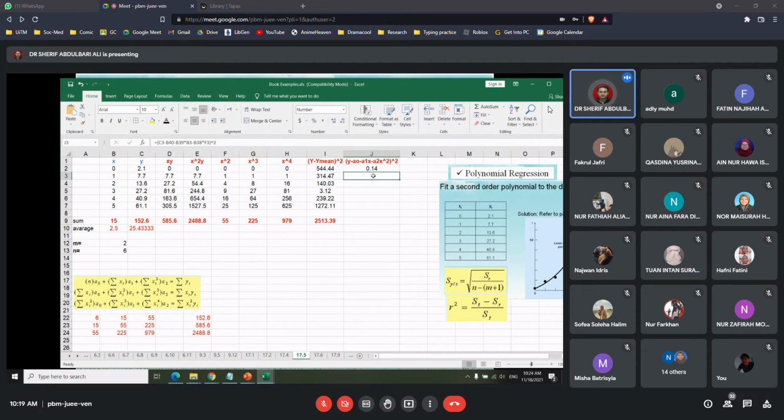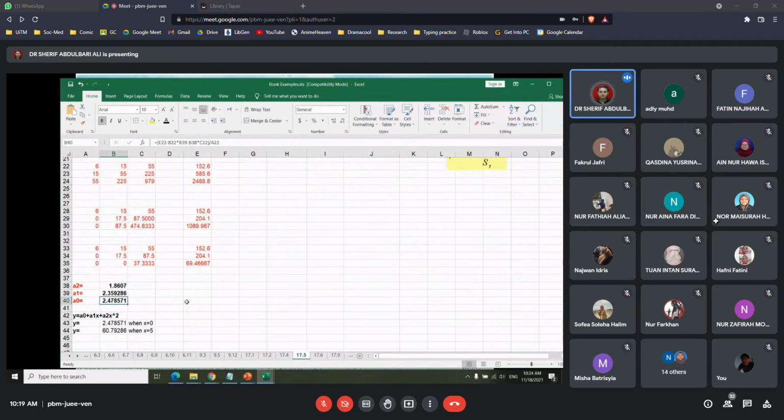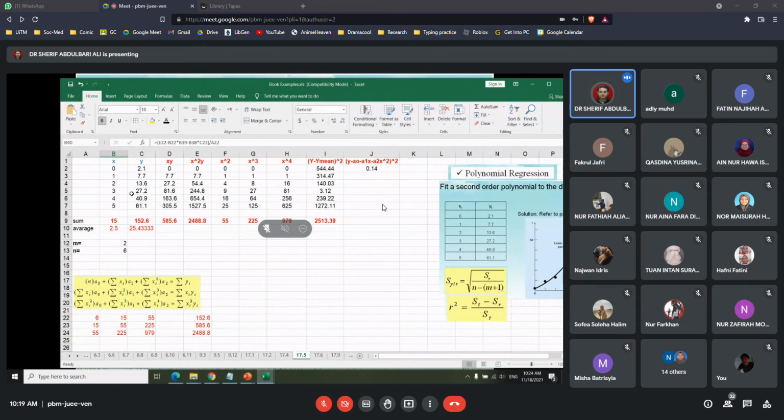You go for the second row here, 7.7 minus a0, 2.4, minus a1x. So you are going to multiply with this one. So you are going to get the answer also here. Continue with all those values, find them, and find the summation. So now you get these two values.